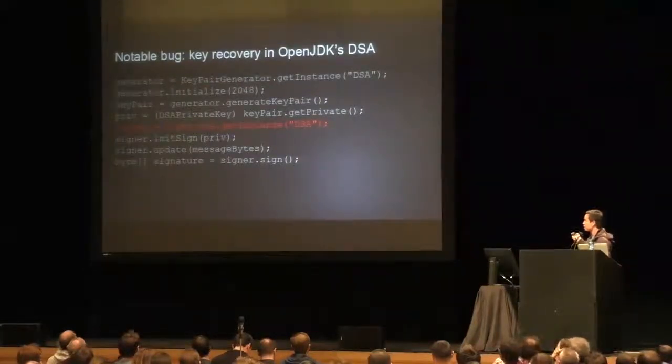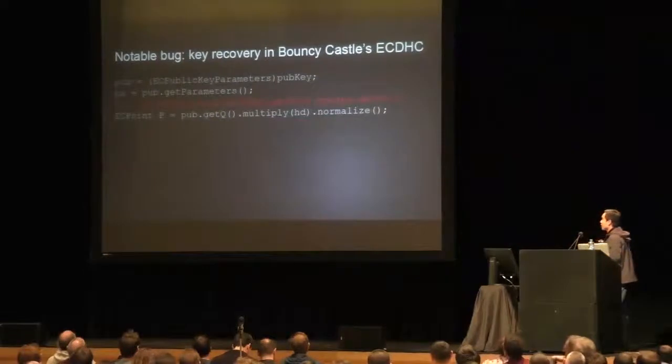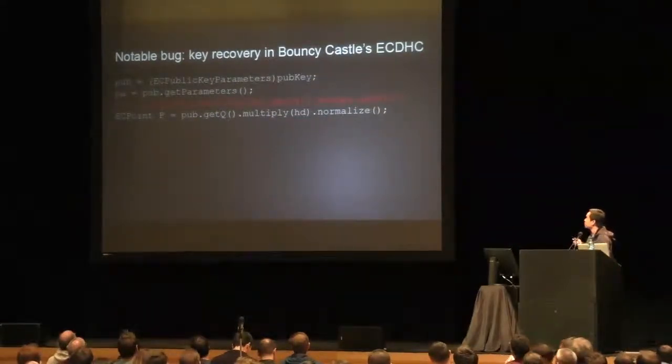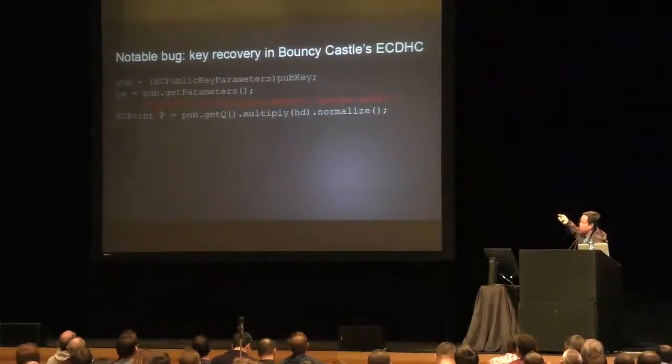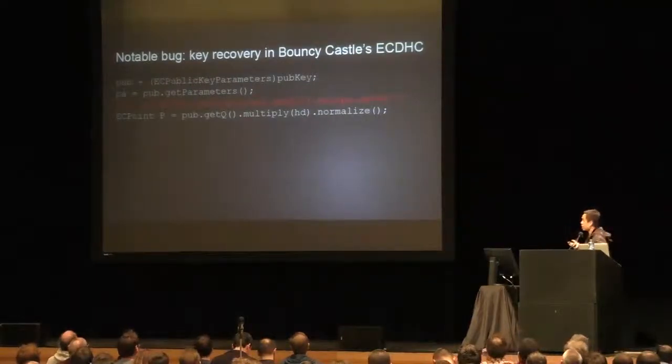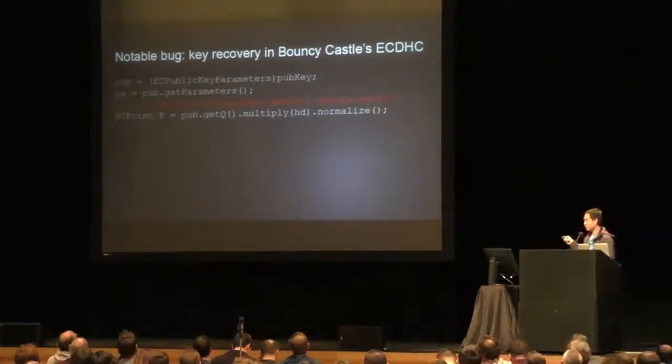The second bug is also a key recovery in Bouncy Castle, elliptic curve Diffie-Hellman. The C in the last C stands for cofactor. Basically, when they compute a shared secret, they multiply with the cofactor. And if you look at the red line, the way they compute the shared secret is they take the private key, which is key.getD, the private key of the receiver, and they reduce it modulo the order of the public key, which is under the attacker's control.